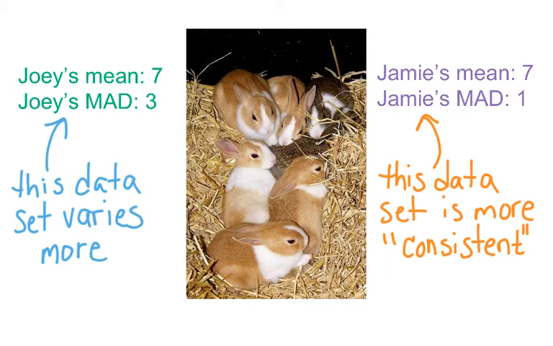To figure out if that's a positive thing, look at the situation. I know it's a silly situation, but if each person offered me a rabbit, which one should I take to be sure that the rabbit I would get would have around 7 babies? I would probably go with Jamie's rabbit because her data set was more consistent and less spread out. When her rabbit gives birth, I can be sure that the size of her litter is closer to 7 rabbits.